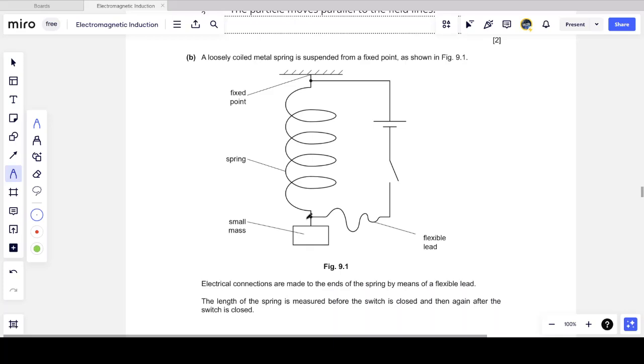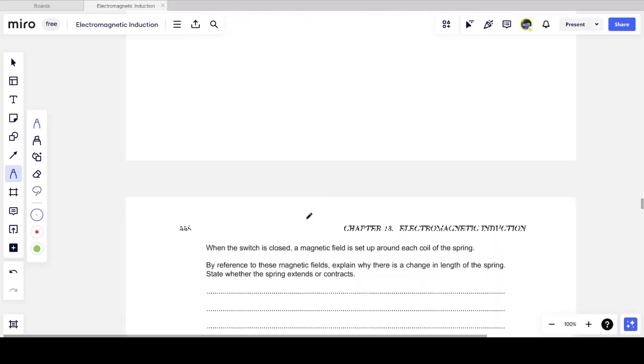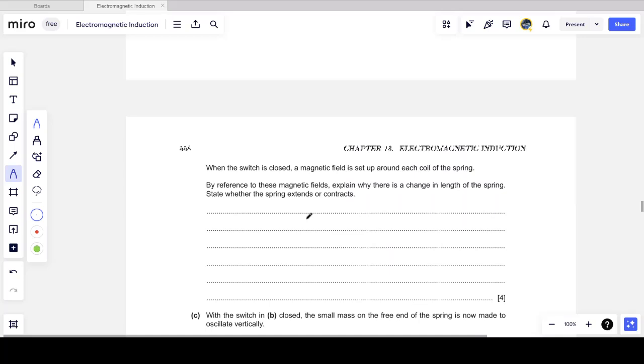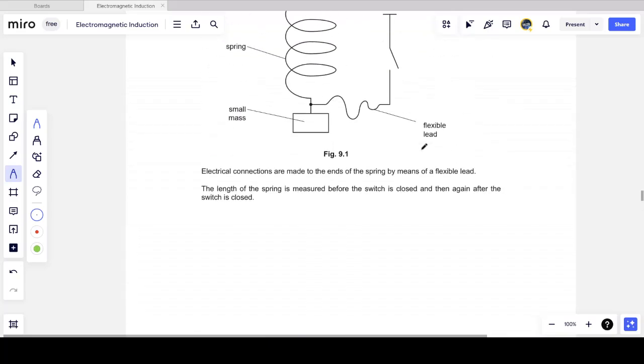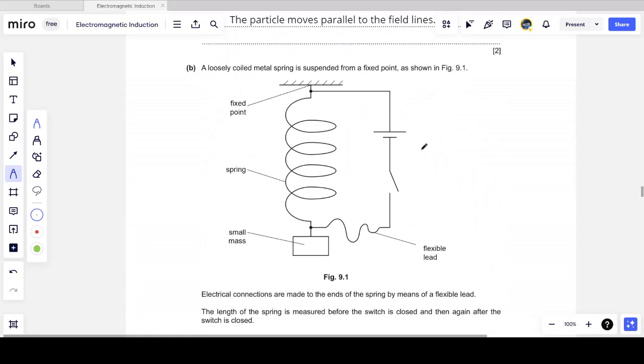And it has nothing to do with the mass because it's already been extended by the mass. So it must be because of some other reason. And we can see clearly that they say by reference to magnetic fields. So not the change in length because of the mass, but because of something else. So what do I do? This is quite a tricky situation. So what I'm going to do is try to use this diagram to help understand what's happening.